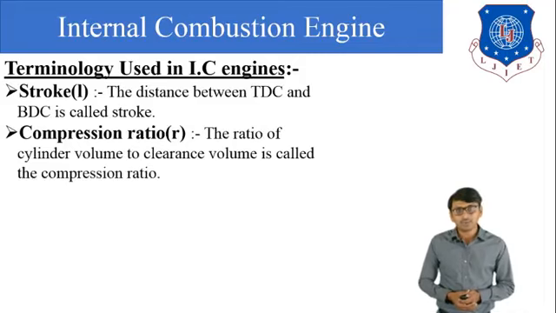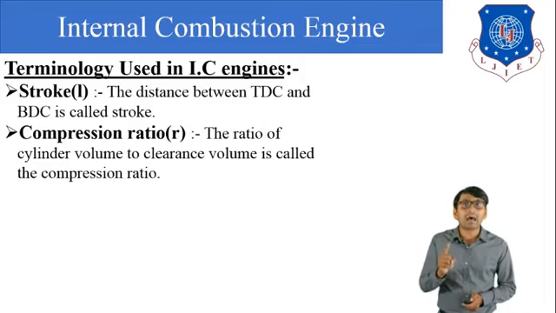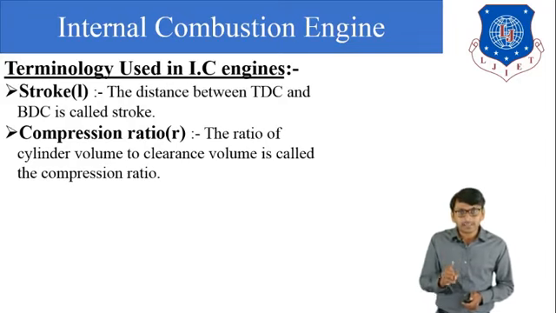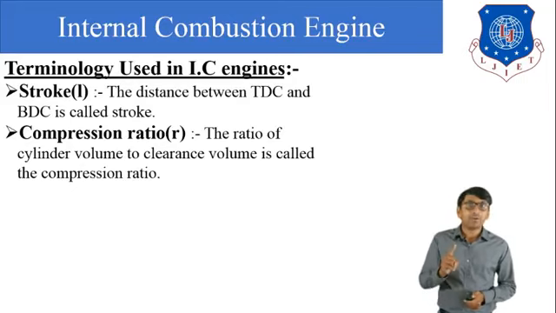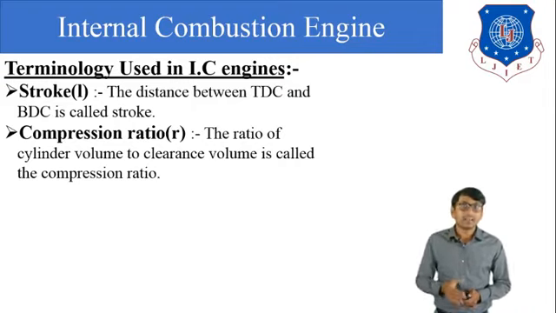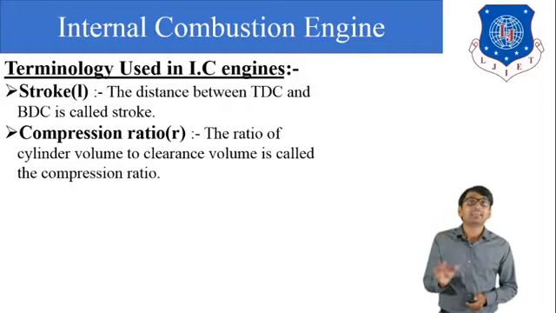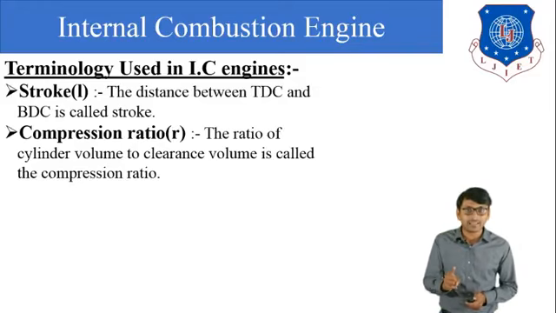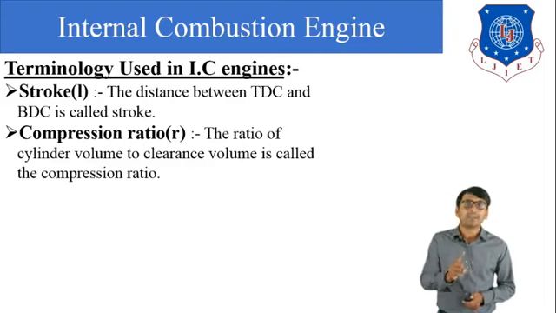Then compression ratio, denoted by small r. The ratio of cylinder volume to clearance volume is called compression ratio, and compression ratio r is equal to VS plus VC divided by VC. It means total volume divided by clearance volume. The range of compression ratio for a petrol engine is 6 to 10, and for a diesel engine is 14 to 20.